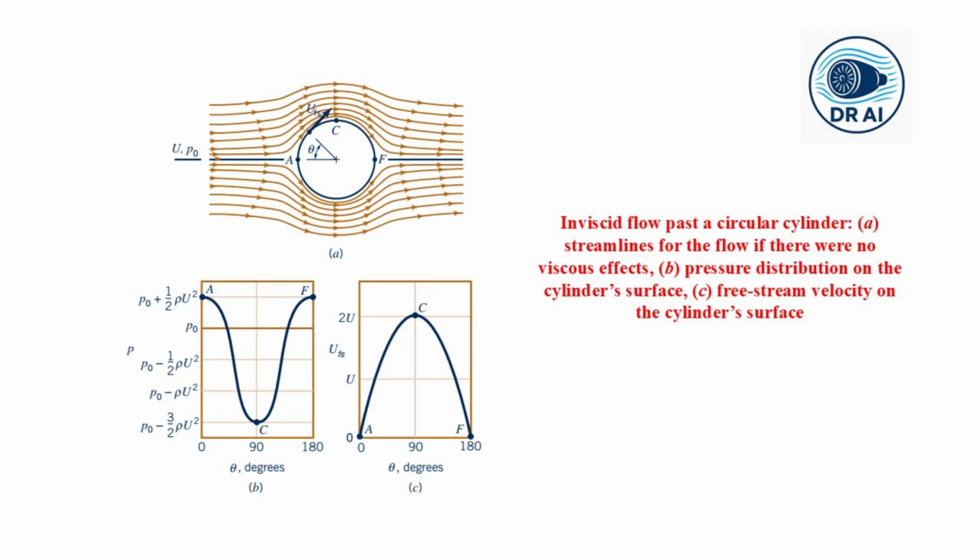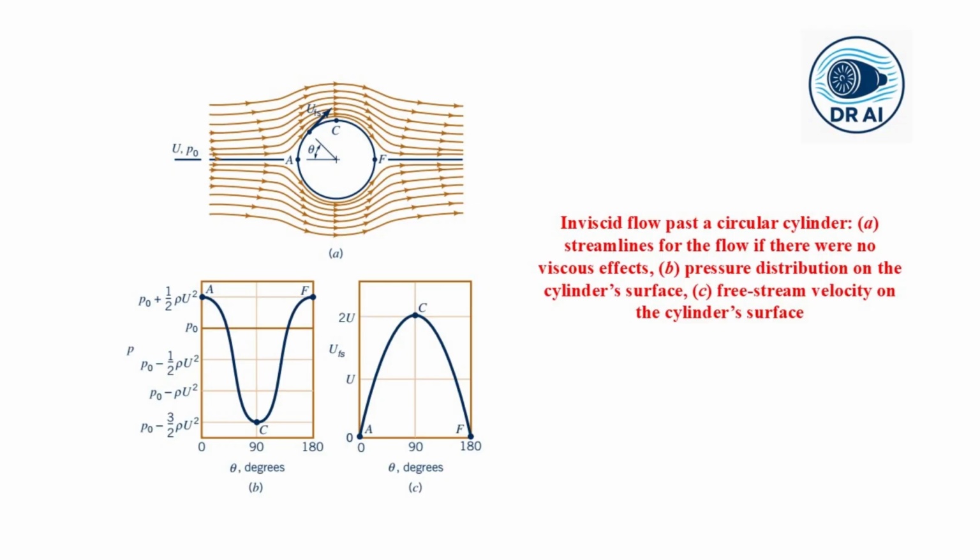The velocity along the surface goes from zero at the front stagnation point to two times the free stream velocity at the top, back to zero at the rear. The pressure correspondingly drops from stagnation pressure at the front to minimum at the top, then rises back to stagnation at the rear. So the decreasing pressure from front to top is a favorable pressure gradient. It helps the flow accelerate. The increasing pressure from top to rear is an adverse pressure gradient. It opposes the motion, trying to decelerate the flow.